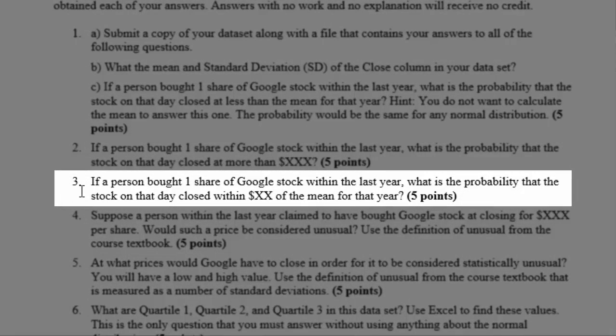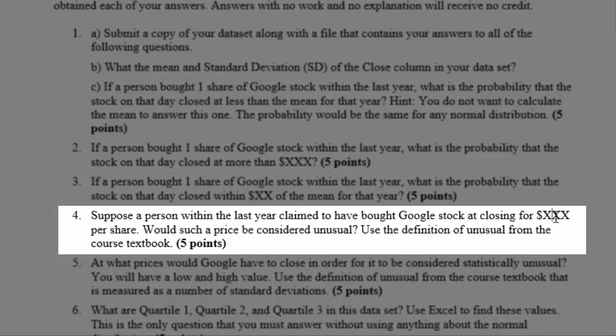Then we're going to see what's the probability that the stock closed within a certain amount of the mean for that year. That means I want you to take this value in number 3 and add it to the mean, subtract it from the mean, and tell me what is the probability that you're within those two values, in between those two values.